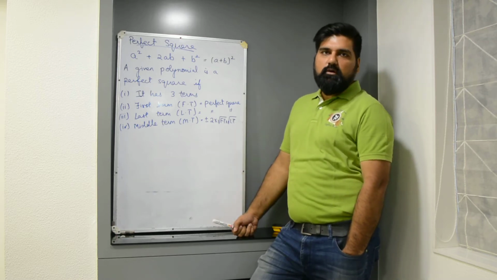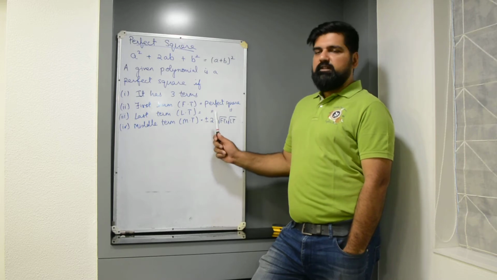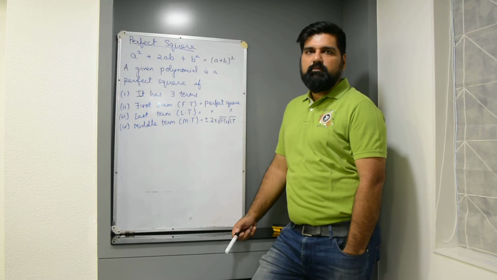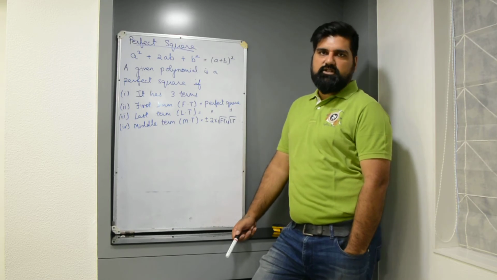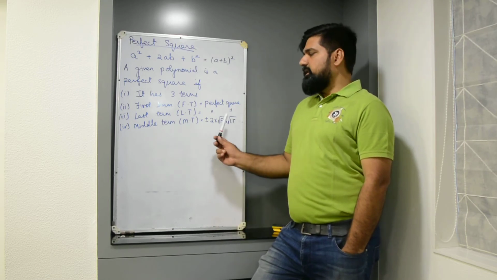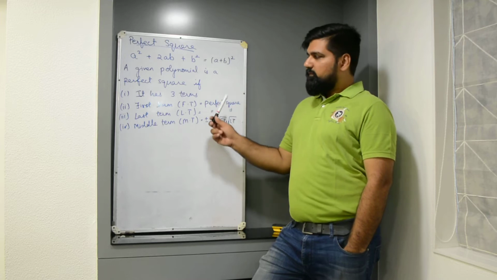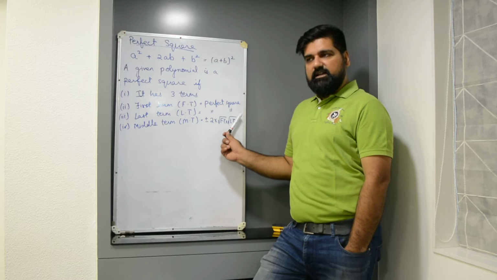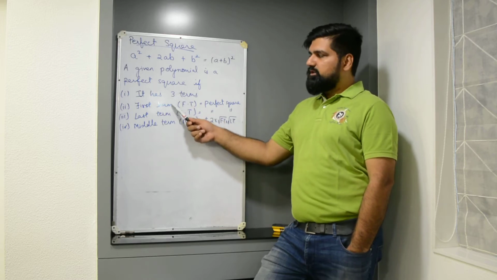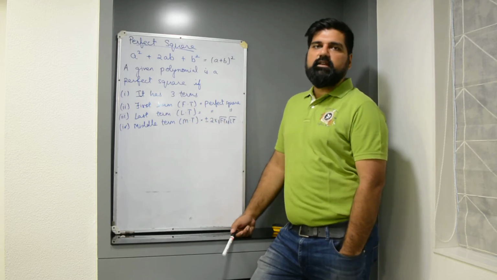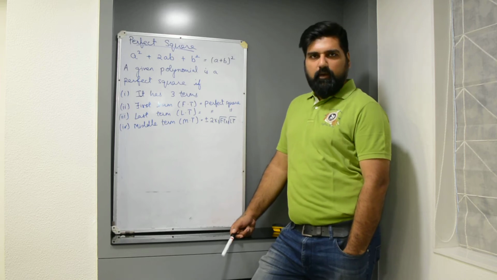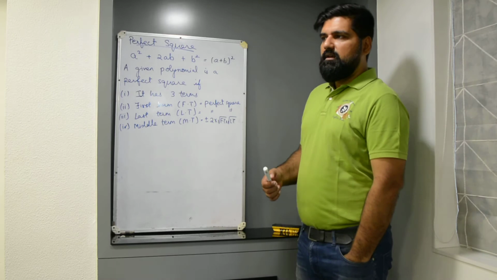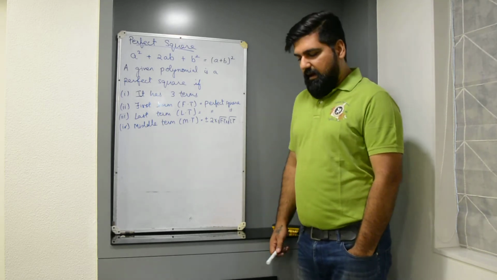The middle term should be equal to plus or minus 2 into the square root of the first term multiplied by the square root of the last term. If the middle term is exactly equal to 2 into the square root of the first term multiplied by the square root of the last term, and the other two conditions are also fulfilled, then the given polynomial is a perfect square. I know you will get a little bit confused, but let us solve this using an example.